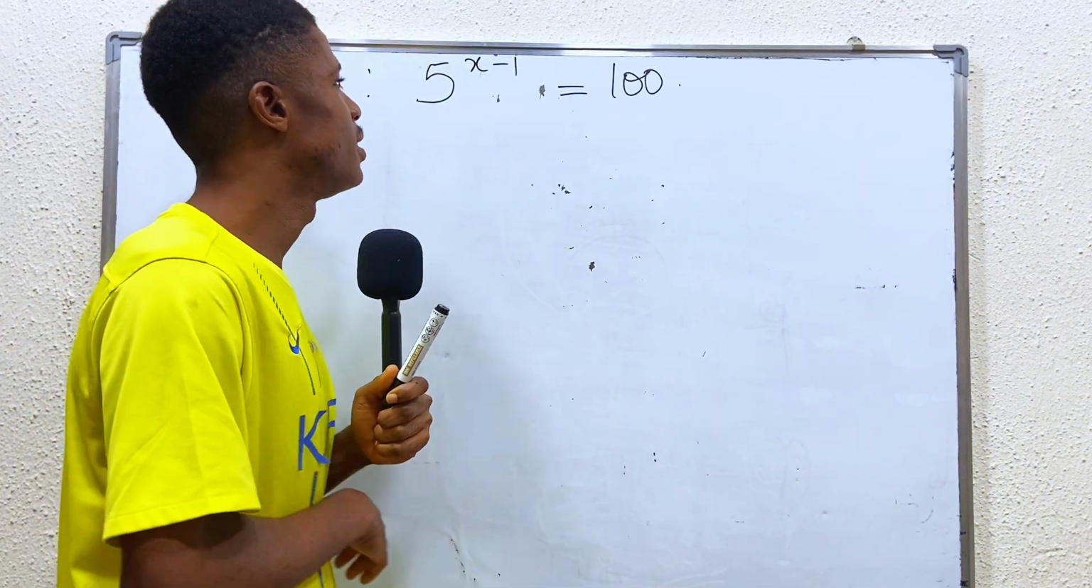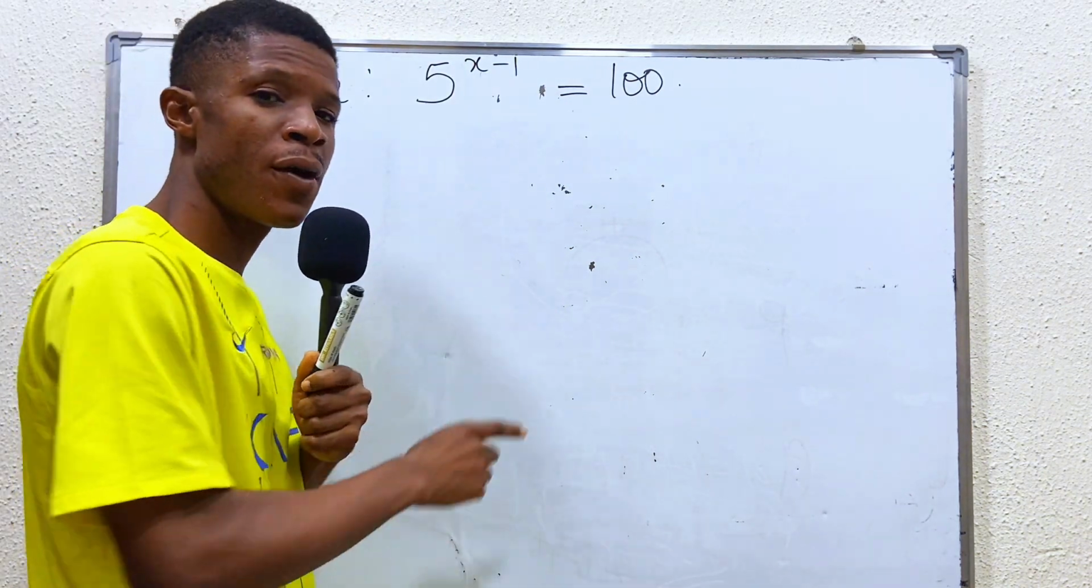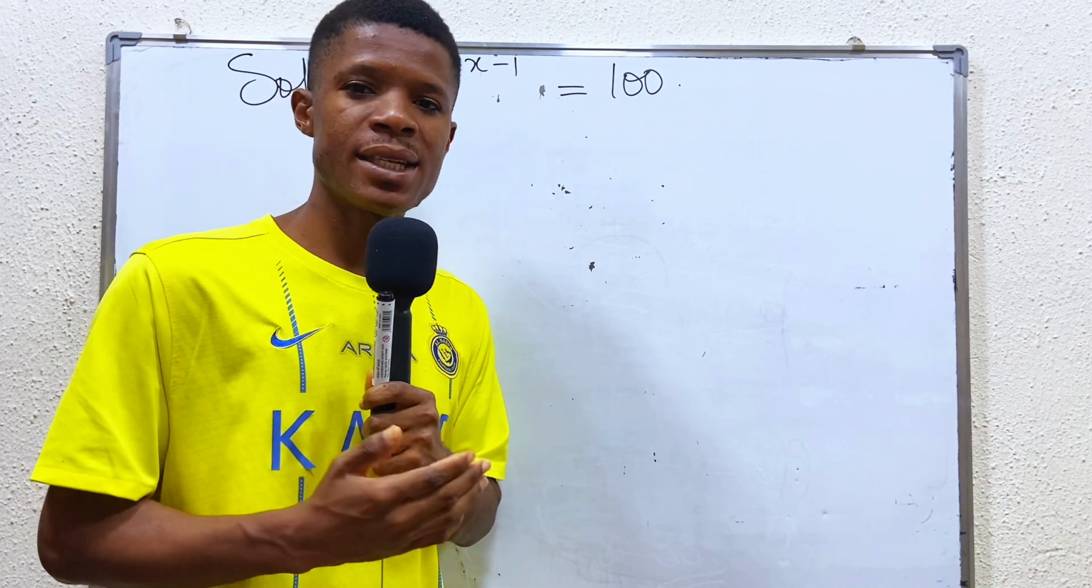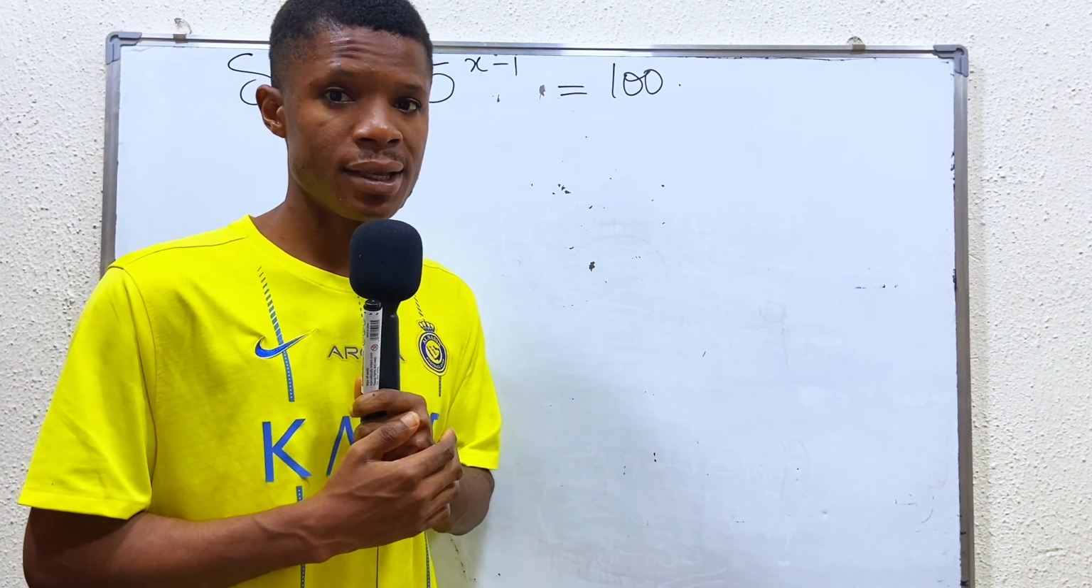If you think you can, pause the video and make a guess. Okay, let's solve this quickly. We have 5 power x minus 1 is equal to 100. We are expected to find the value of x.